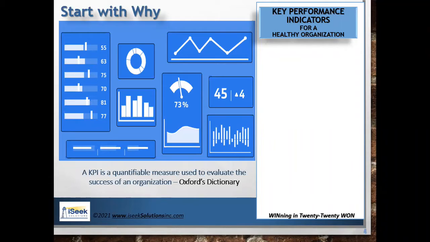There's some guidance that we like to look at when we talk about KPIs, key performance indicators. Let me first define what a KPI is. A key performance indicator is a quantifiable measure used to evaluate the success of an organization. The reason we prefer, and the industry prefers, that a KPI is quantifiable is because it's just easier to measure, compare, and contrast a numeric value instead of using a non-numeric value.